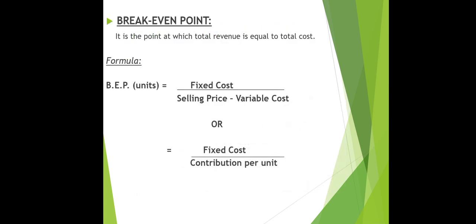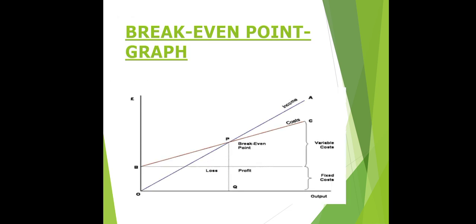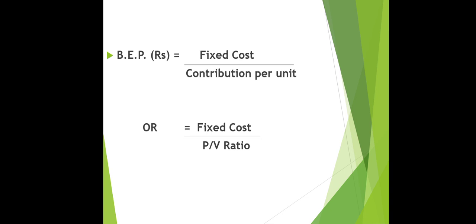The formula for break-even point is fixed cost divided by selling price minus variable cost, or fixed cost divided by contribution per unit. It is for units. Then what is it for rupees? So BEP is equal to fixed cost divided by contribution per unit, or fixed cost divided by PV ratio.